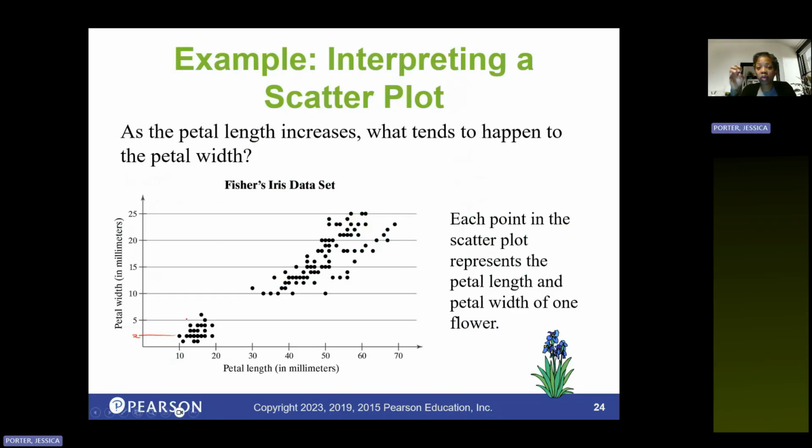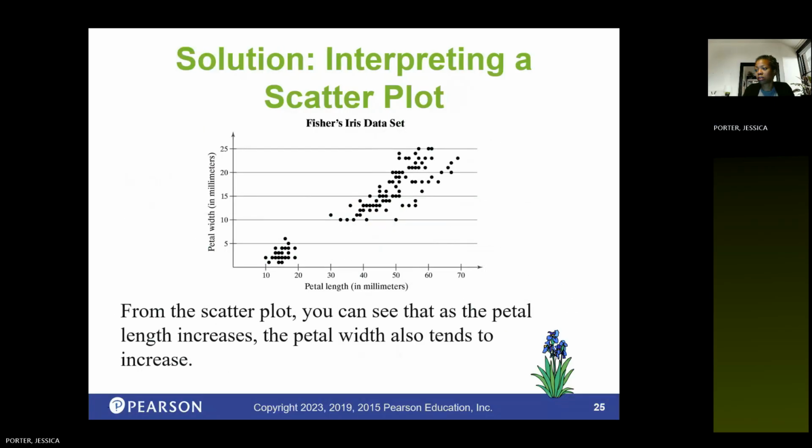So each point represents 2 numbers or 2 values. Now, what is happening as the petal length increases? What is happening with the petal width? What do you think is happening there? So as I move to the right on petal length, what is happening with the petal width? Right, it's also getting larger. It's also increasing. Okay.